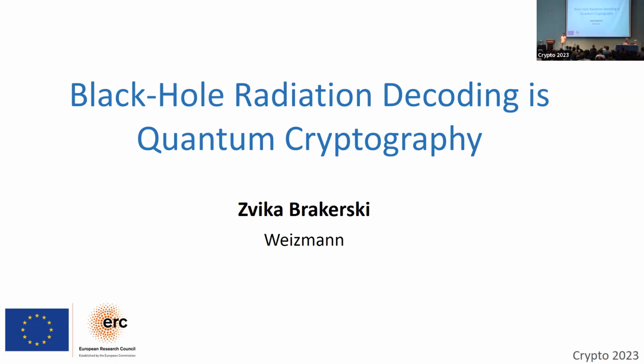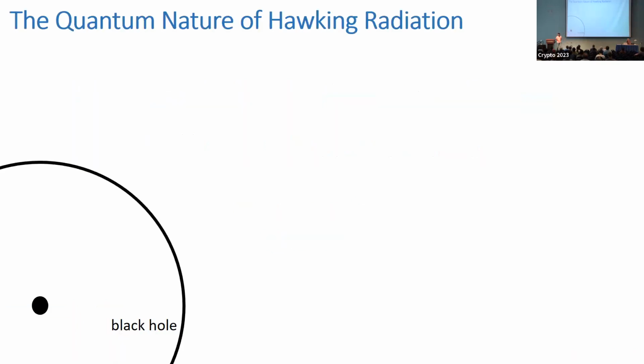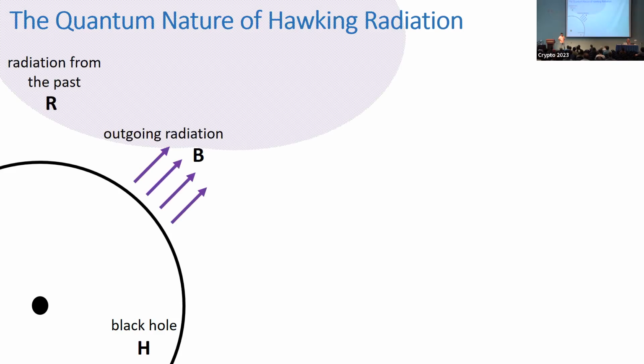So this talk is about the connection between quantum information aspects of high energy physics and cryptography. In particular, we're going to talk about radiation from black holes. So what's a black hole? It's a region in space that has some interesting properties. In particular, if you create a black hole and you just leave it be, it's going to start emitting radiation, and it's going to shrink in the process until in the end, it's going to evaporate completely.